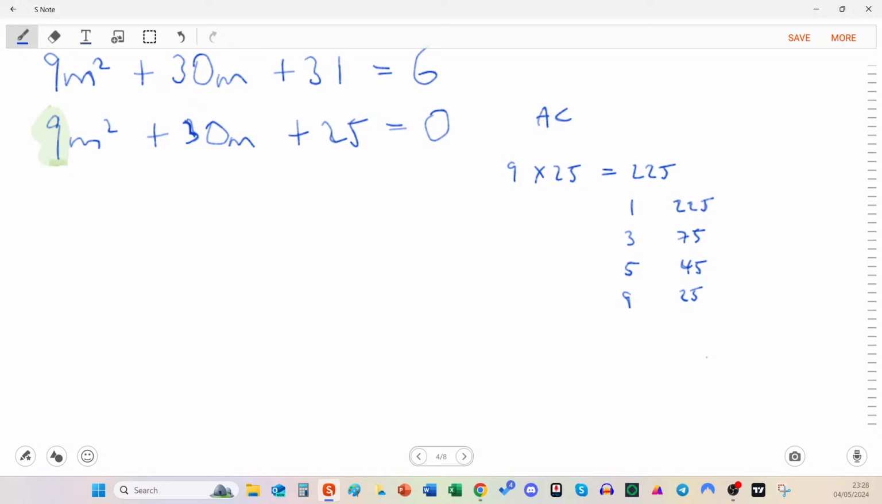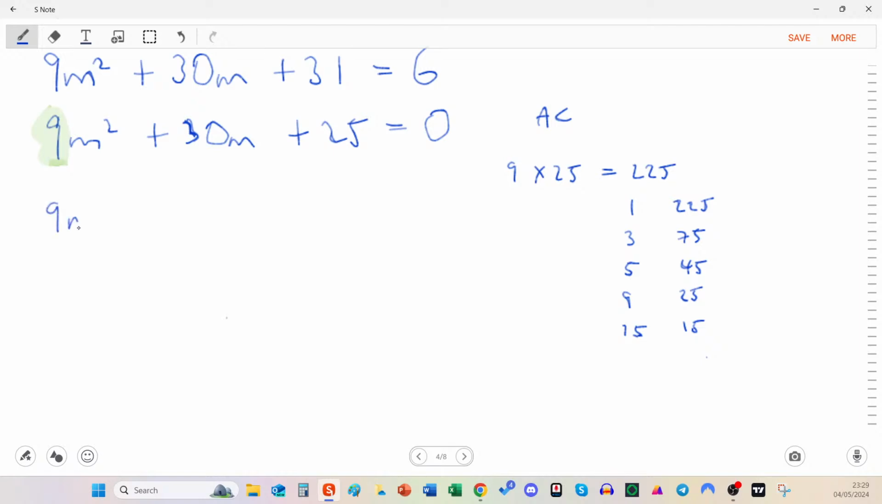10 doesn't go. 11 doesn't go. 12 doesn't go. 13, 14 probably doesn't go. 15, I have a feeling 15 does. In fact, it suddenly shoots to my mind that it's 15 squared, isn't it? So that's really cool. We've found 2 numbers that are going to get to 30 by the looks of it.